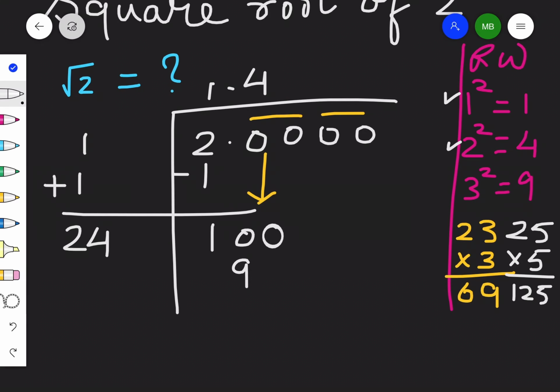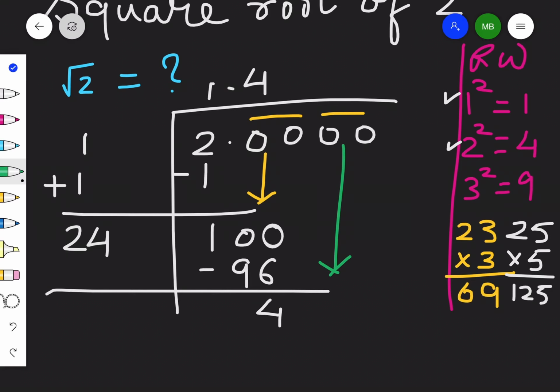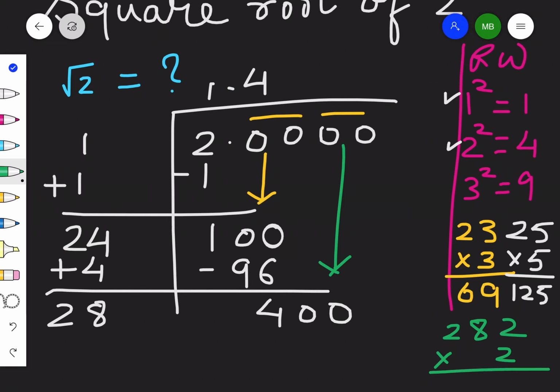24 into 4 will be 96. And then again we have to subtract, it's 4, and again the next pair of zeros will move down. Don't forget to add this newly thought of digit to itself. It's 28 now, so now your number has become 28. Again you have to think of some digit. If you place 2 over here, it will become 282. Don't worry, you don't have to multiply 282 by 282, but just multiply 282 by 2. It will be 564, which is again a bigger number, so I'll go with 1, right?